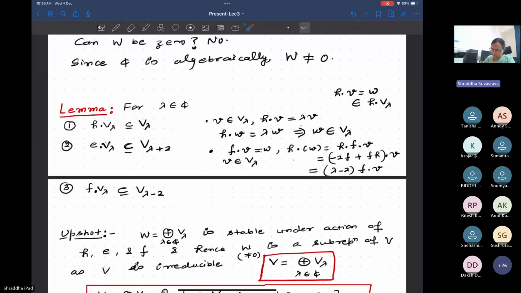So these V lambdas are not invariant with respect to the action of E and F, but with respect to the action of H, they are invariant. These are precisely eigenspaces, if non-zero, for the action of H, and we did it. Okay.